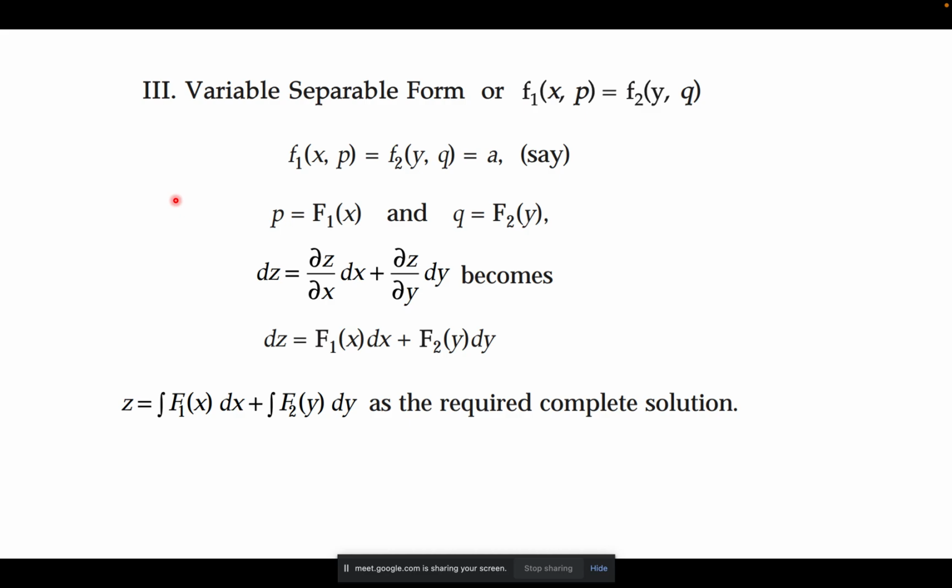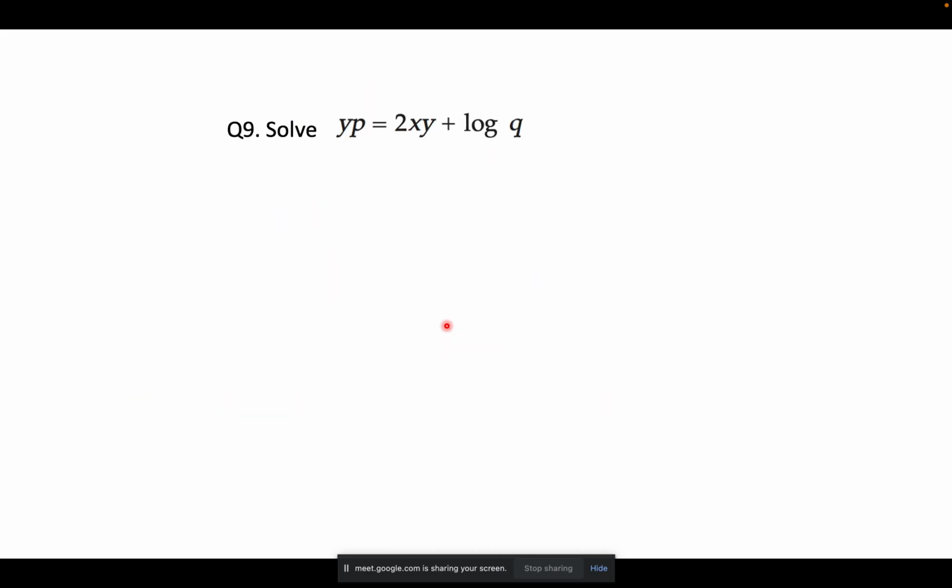I think such problems are very easy, because you just need to first separate the variables involving x and p and y and q, put them equal to some constant, and then they are easily solvable. So this is the theory which you learned in the week 4 lectures. Now I will try to solve two problems which involve the third type of standard form.